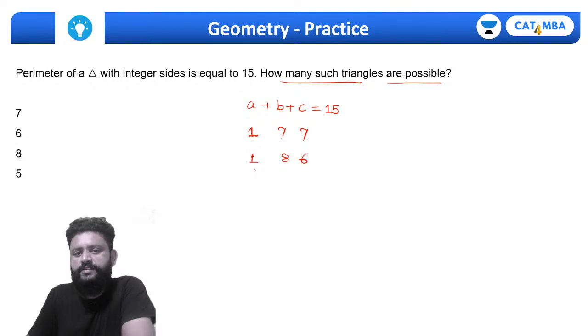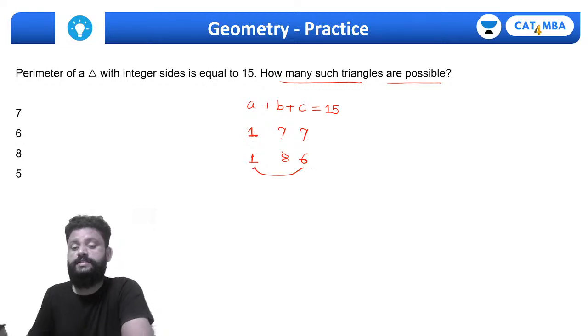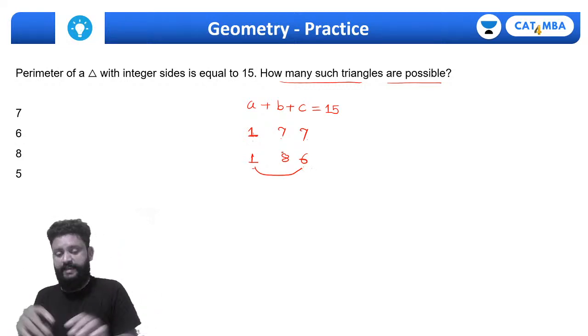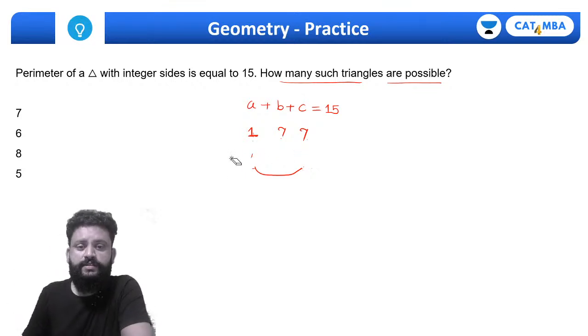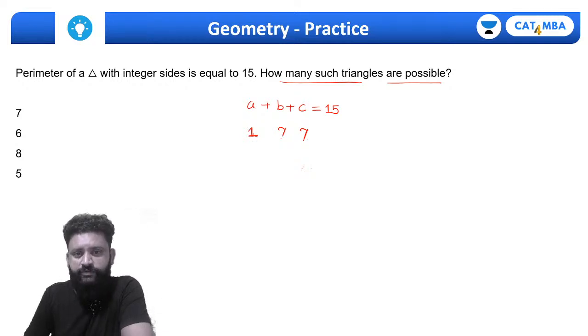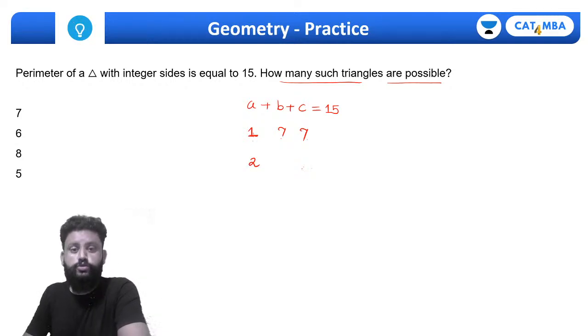8 and 6 ट्राई करोगे, that won't be possible, क्योंकि 1 + 6 7 होगा और ये दोनों साइड्स को ऐड करके 7 हो रहा है. थर्ड साइड 7 से भी ज्यादा, ऐसा तो हो ही नहीं सकता है. तो with side 1 there is only one possibility. So if a is 1, then we can take a as 2.